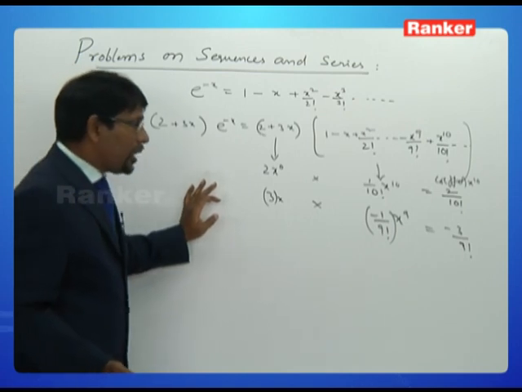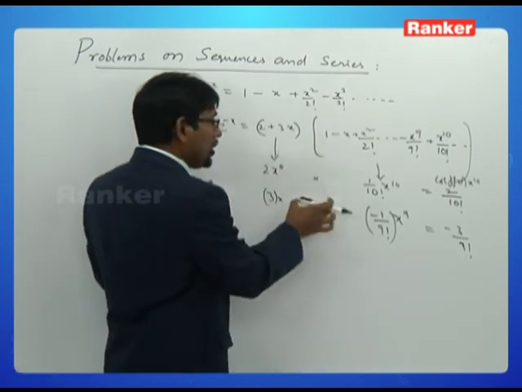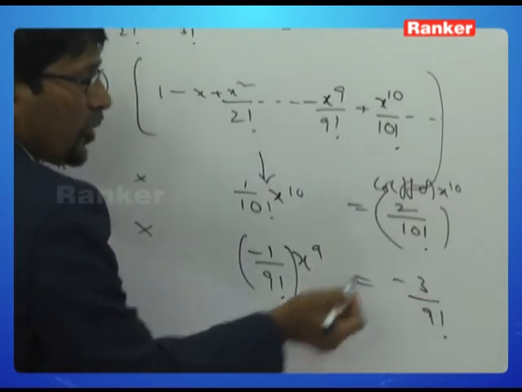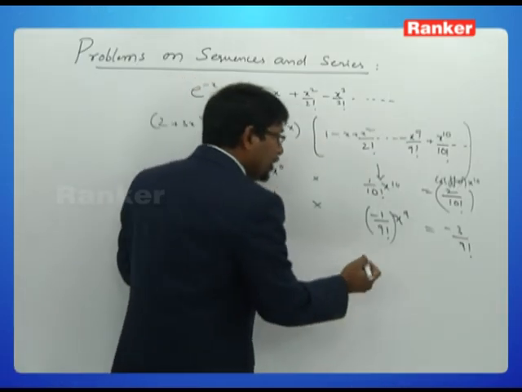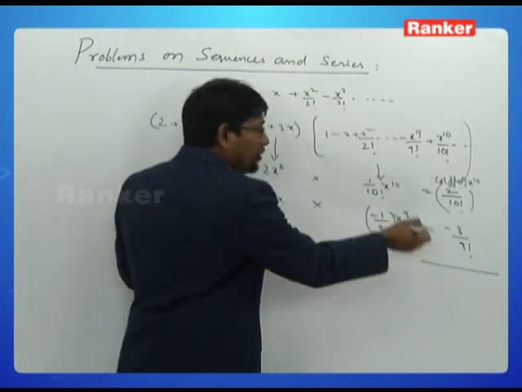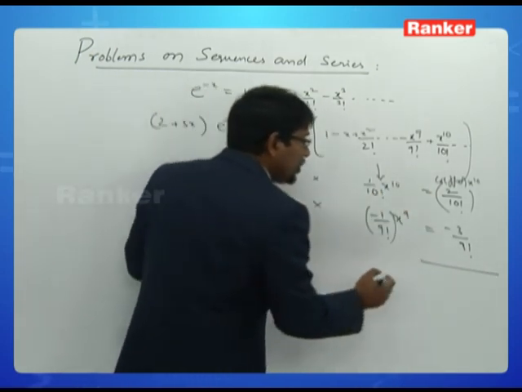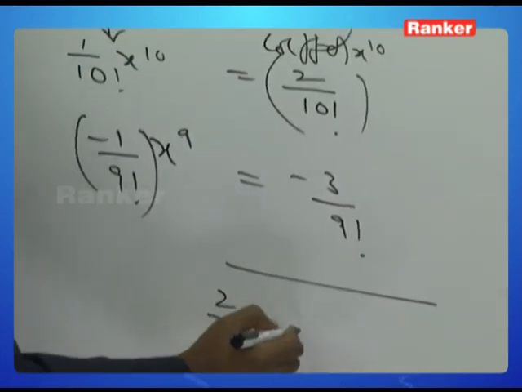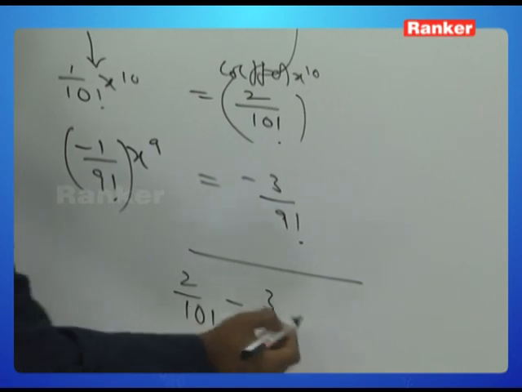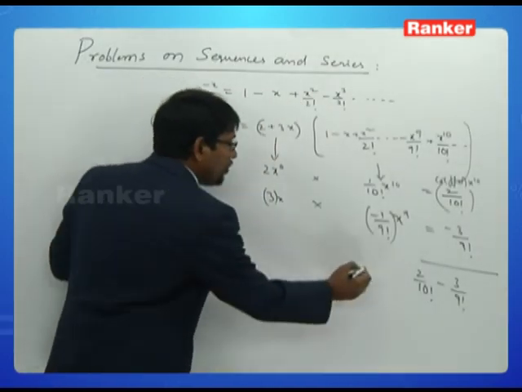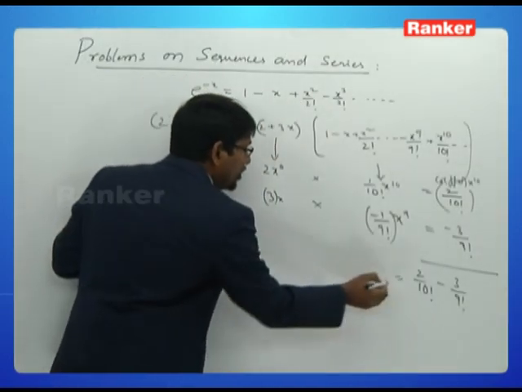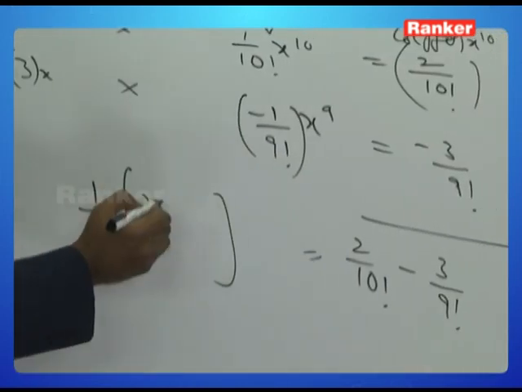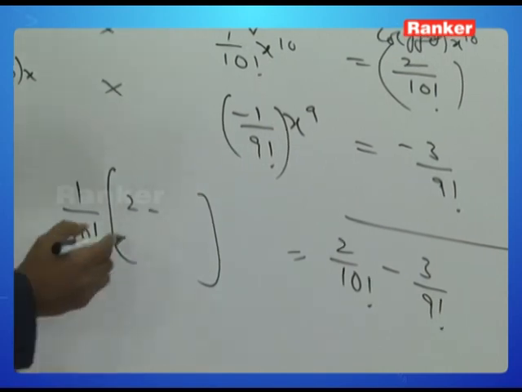Okay, minus 3 by 9 factorial. So when I am clubbing the x power 10 terms, this as well as this will come out as the coefficient. So the final coefficient will be the sum of these two, that is 2 by 10 factorial. The required coefficient will be 2 by 10 factorial minus 3 by 9 factorial. You can take out 1 by 10 factorial common here. When you take out 1 by 10 factorial common here, you get 2 minus, what do you get here?